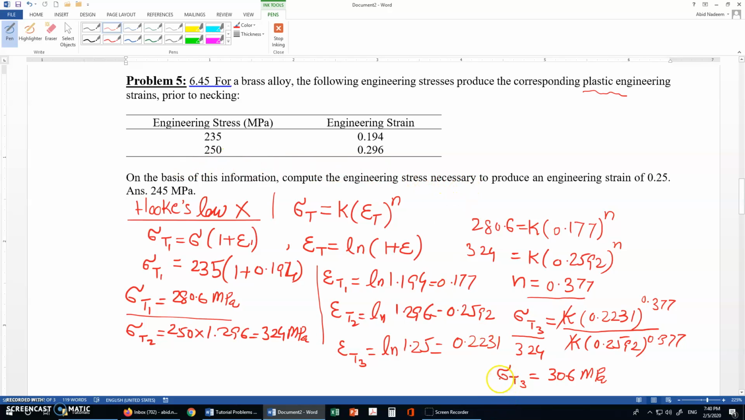What has been asked is the engineering stress necessary, so we need to convert this true stress into the engineering stress. I can use this equation, for which I need the engineering strain, which is 0.25. So 306, which is the true stress, equals the engineering stress, let's say sigma 3, times (1 plus 0.25). The final answer will be 245, because 306 divided by 1.25 is 245 megapascal. So the engineering stress will be 245 megapascal.